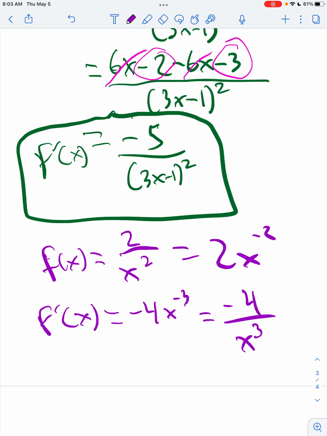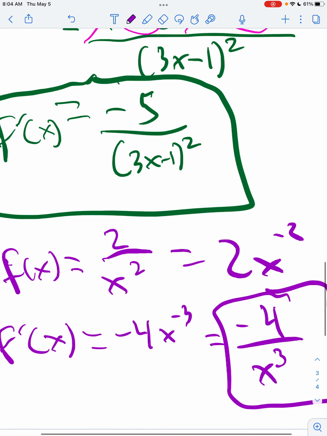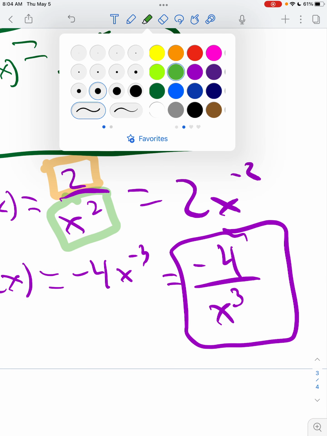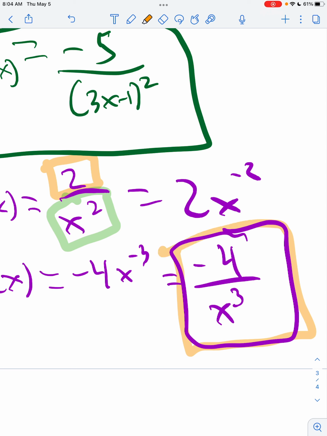That's much, much faster than using low d high minus high d low, and over the square of low we go. However, it works. If you did that with 2 being your high number, your derivative of 2 is 0, and x squared being your low number with 2x being your derivative, you would end up getting the exact same answer of negative 4 over x to the third. So to save yourself time, it's for your own benefit to try to change those so that they are in exponent form.